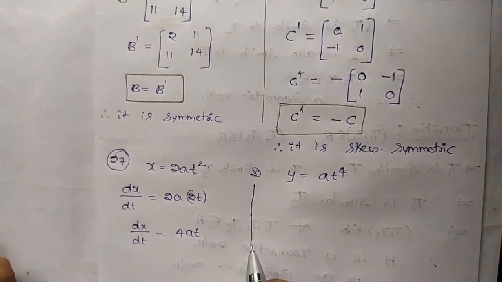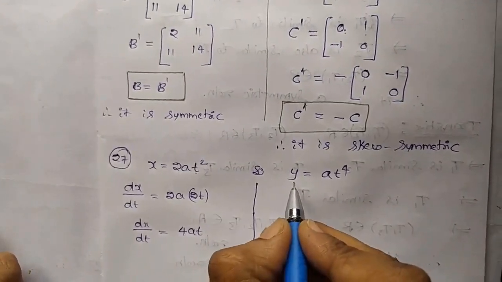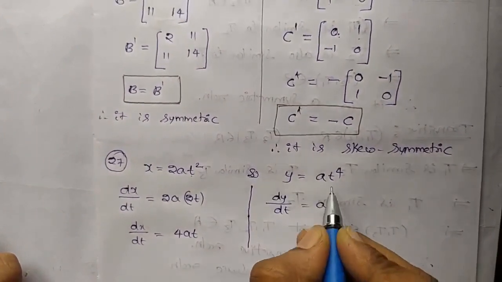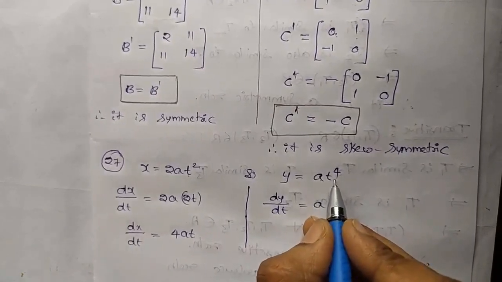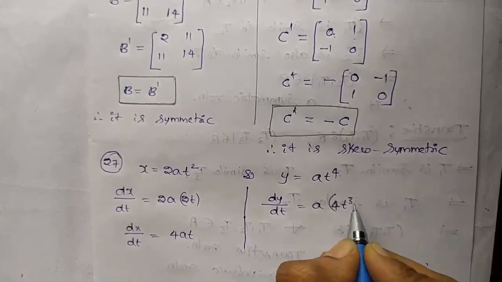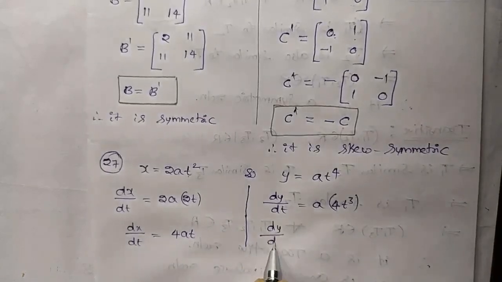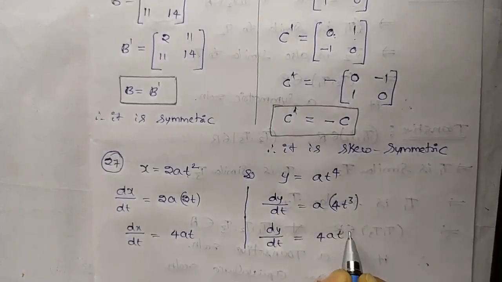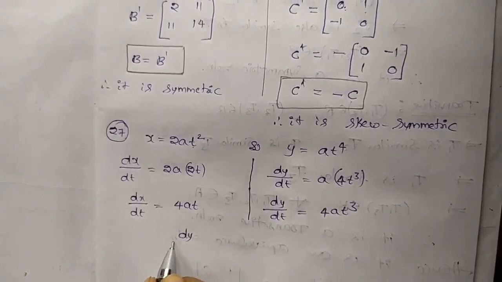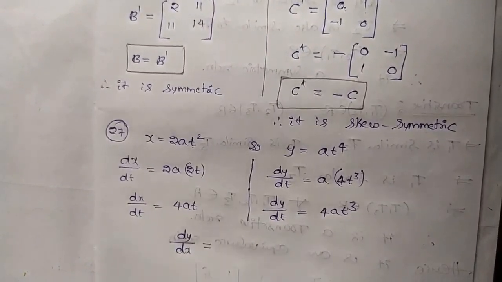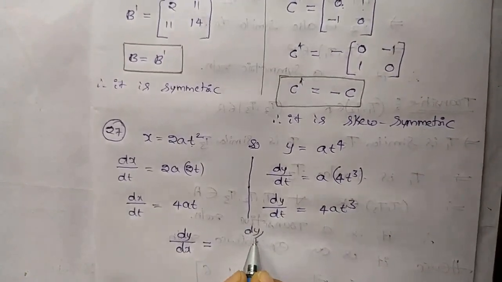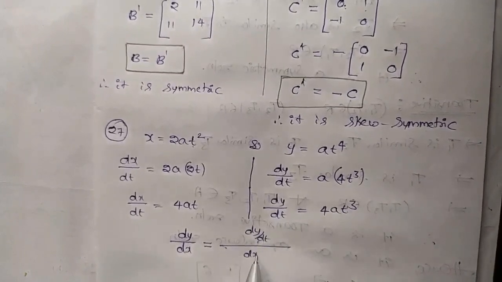Next, similarly find the differentiation of y with respect to t. dy by dt equals, a is a constant, keep it outside. Differentiation of t power 4 is 4t cube. So dy by dt equals 4at cube. We want dy by dx, which means dy by dt whole divided by dx by dt.